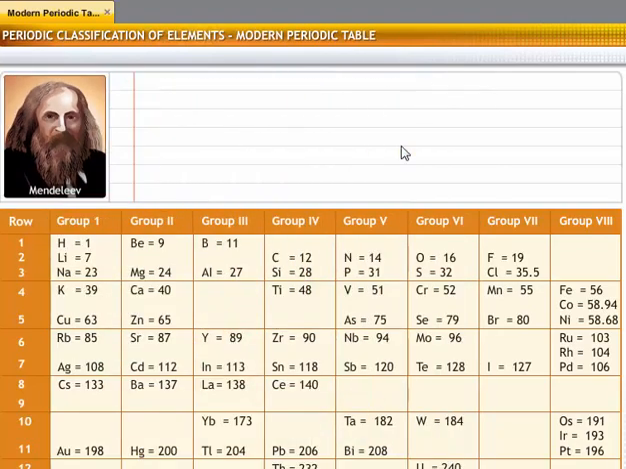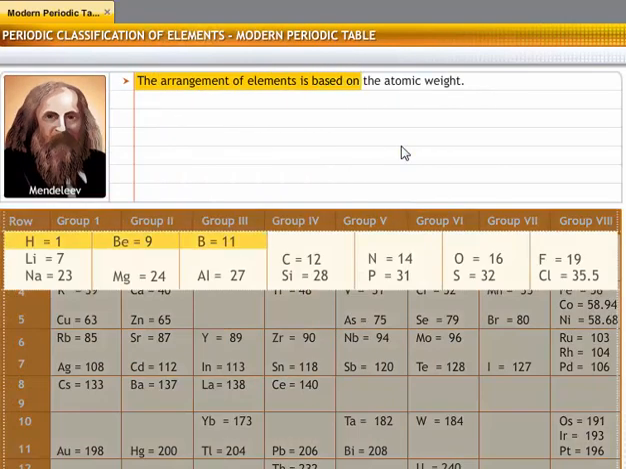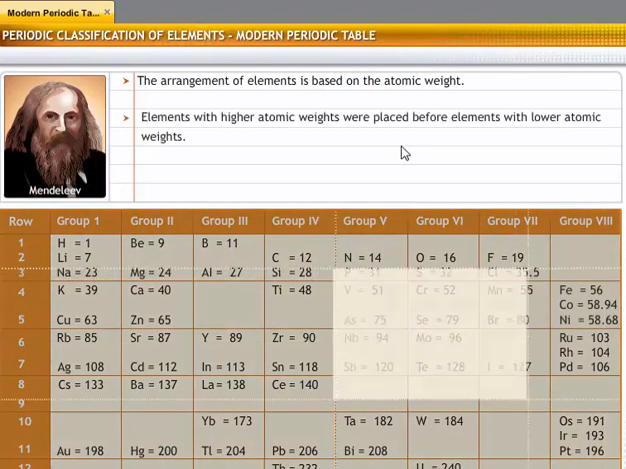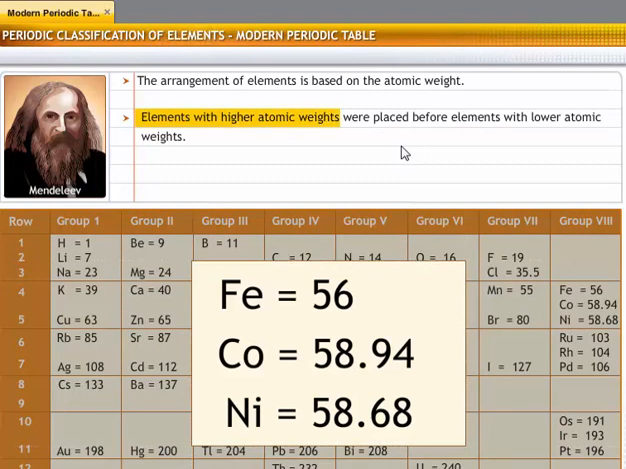Mendeleev's periodic table was intended to illustrate the arrangement of elements using atomic weight as the basis of classification. However, this arrangement showed some anomalies, like elements with higher atomic weights being placed before elements with lower atomic weights. For example, the atomic weight of cobalt is 58.94 and that of nickel is 58.68. However, Mendeleev's periodic table places cobalt before nickel.